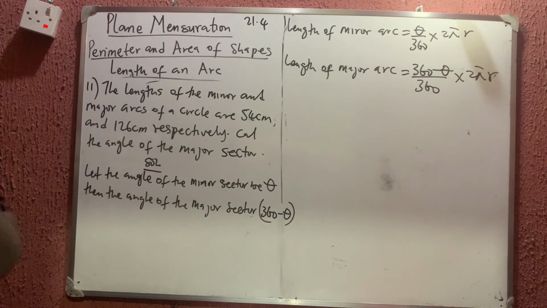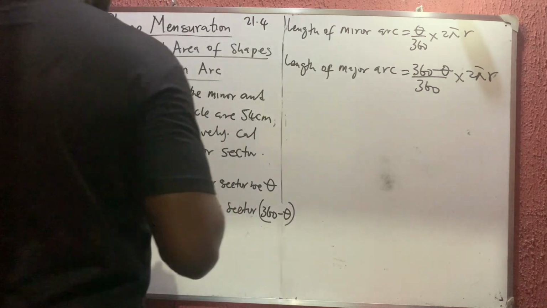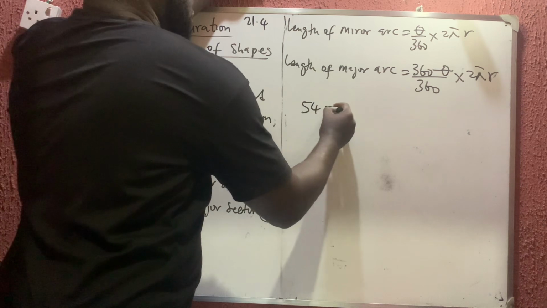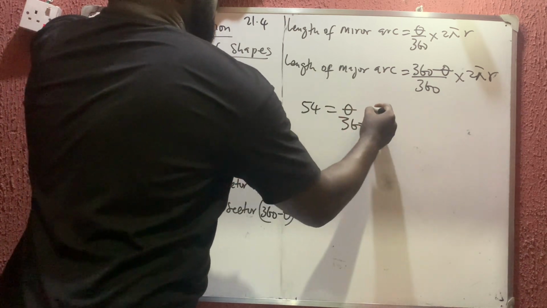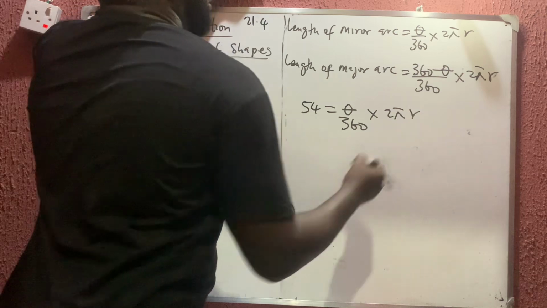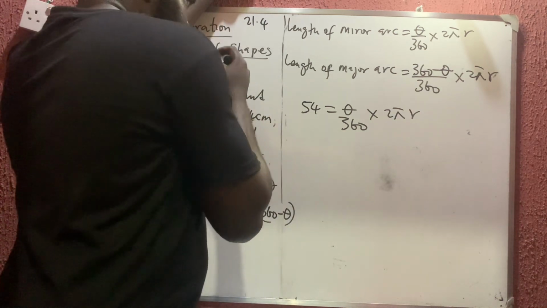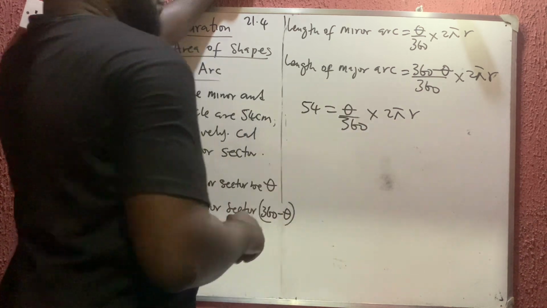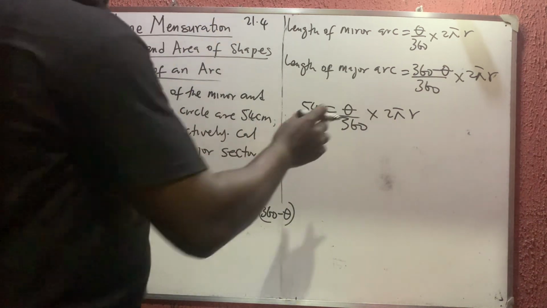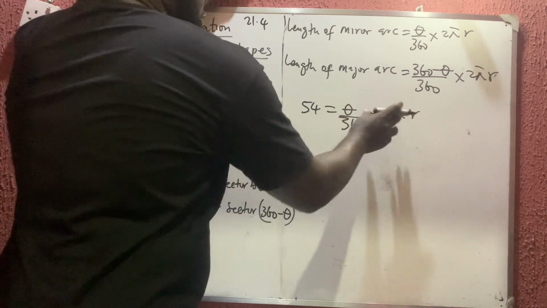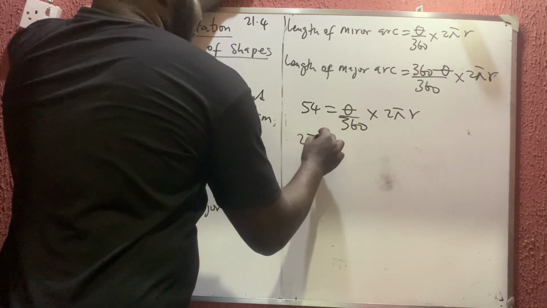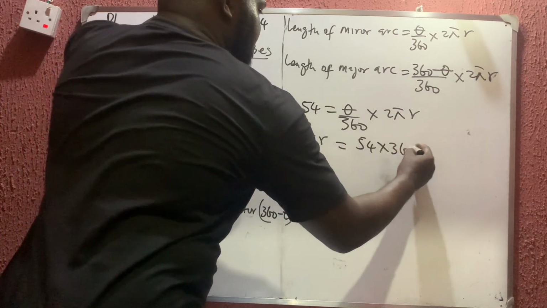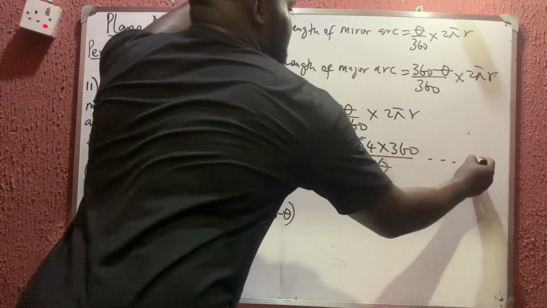Okay, so for the first one, they gave us that it is 54. So the first one is what? 54 is equal to theta over 360 times 2 pi r. Then let's make 2 pi the subject of the formula. So if we make 2 pi the subject of formula, 2 pi r will now be equal to 54 times 360 divided by theta. Let's call this equation 1.